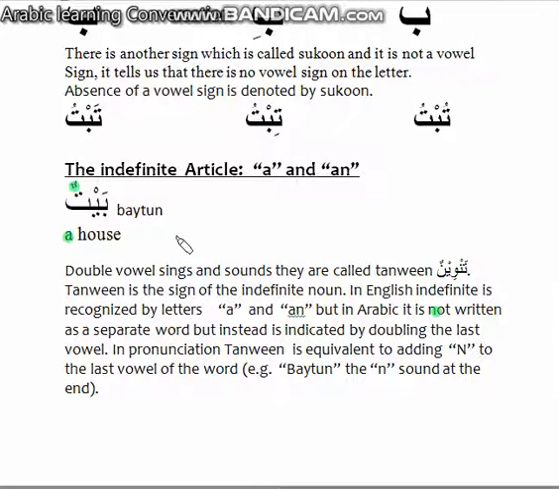At the beginning you have studied qalamun, kursiyun. Every word had the double vowel sign at the end. That double vowel sign means what? That the noun is indefinite. Baytun means a house. Like in English, we have this a to show that this noun is indefinite. But in Arabic, we have this double vowel sign at the end of the noun, which shows that the noun is what? Indefinite. Excellent.